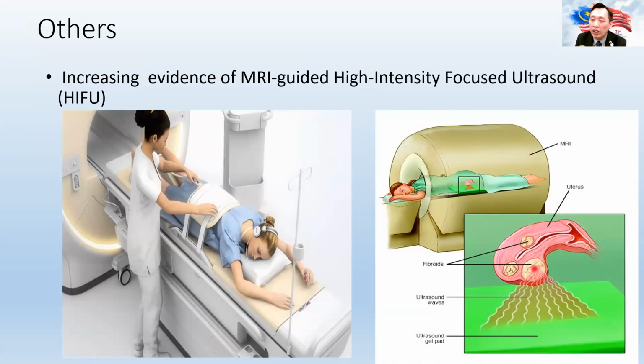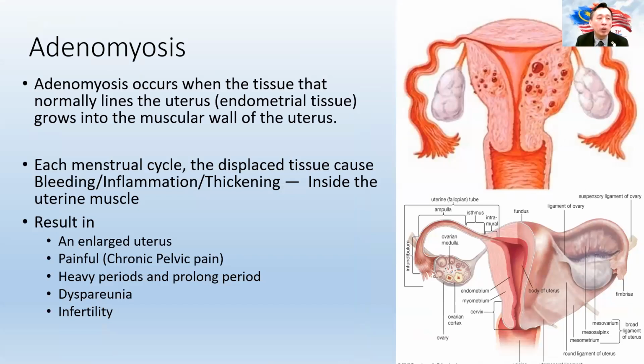So the fibroid can shrink to 30 to 40%, up to 50%. Adenomyosis actually occurs when the tissue of the normal lining of the uterus, called endometrial tissue, grows into the muscle wall. During each menstrual cycle, the displaced tissue begins to bleed, inflame, and thicken inside the uterine muscle, resulting in an enlarged uterus, painful period, heavy period, prolonged period, dyspareunia, which is pain during sexual intercourse, and infertility.